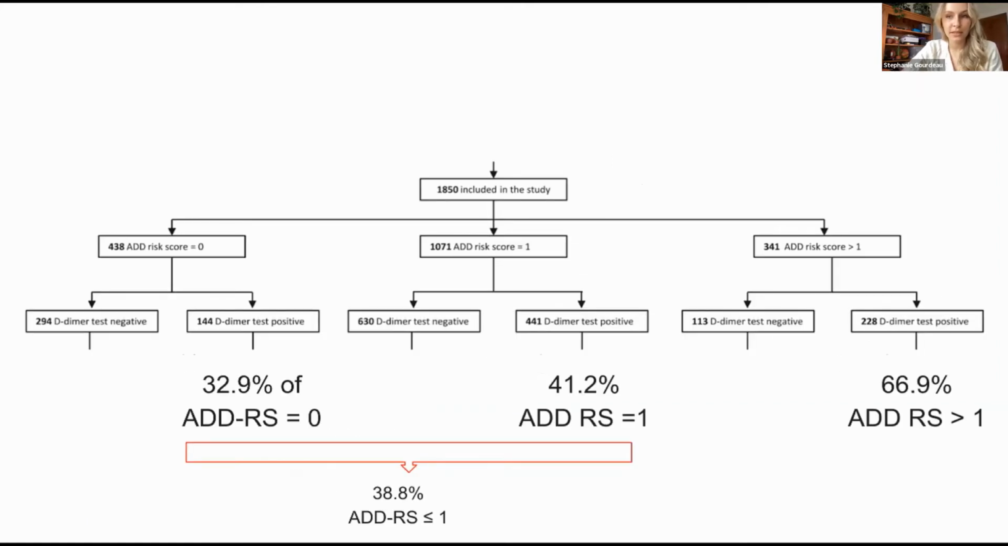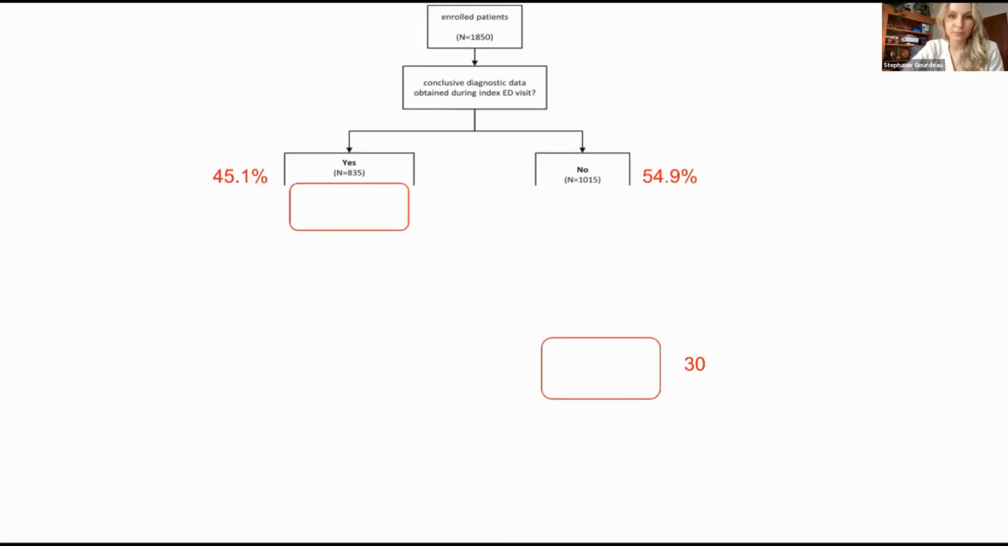D-dimer was positive in a total number of 813 patients, representing 43.9% of all patients included in the study. 32.9% of the patients scoring 0 had a positive D-dimer. 41.2% of the patients scoring 1 on the ADDRS had a positive D-dimer. 66.9% of patients scoring more than 1 had a positive D-dimer.